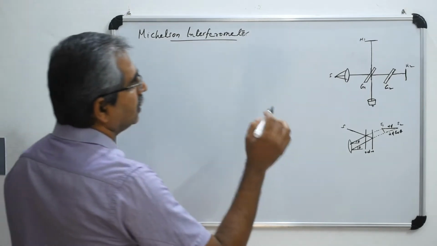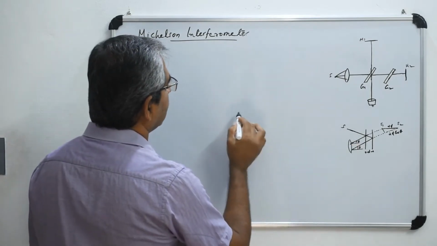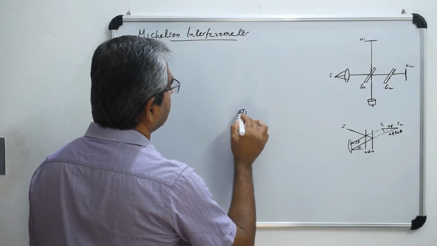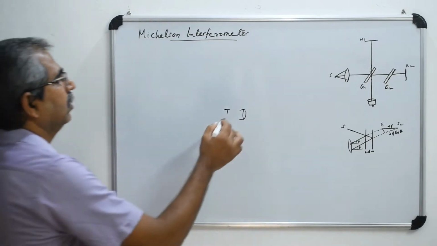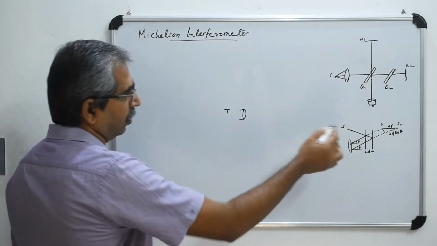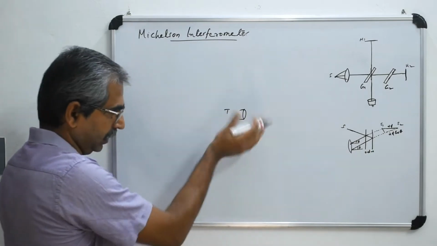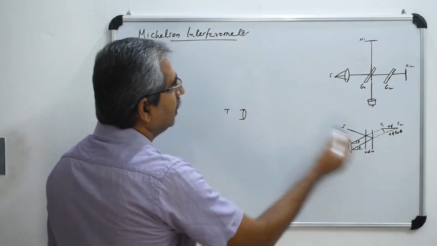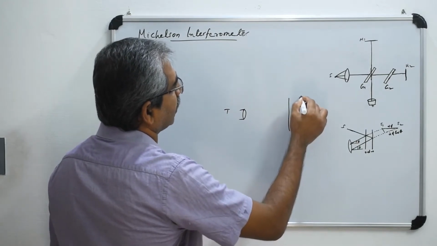Now see, in this case, suppose I am drawing it like this. We are observing from here. We have the telescope here. Now you are looking at the arrangement, so I am drawing it again in a slightly different manner. You are looking at the mirrors, M1 and M2.